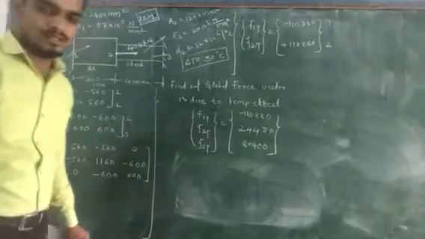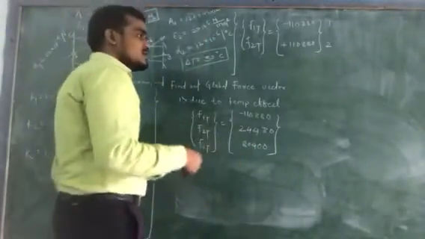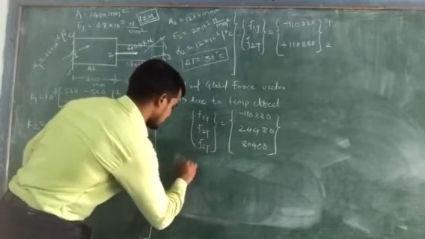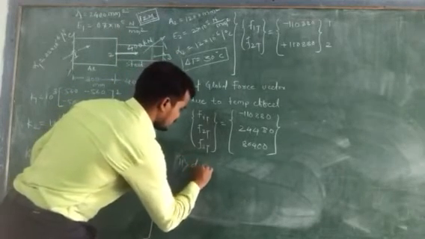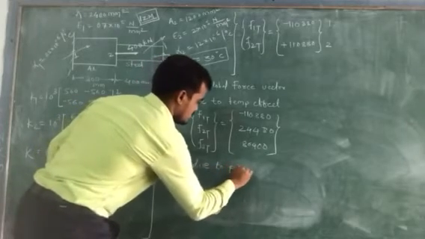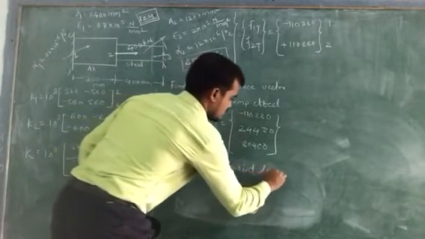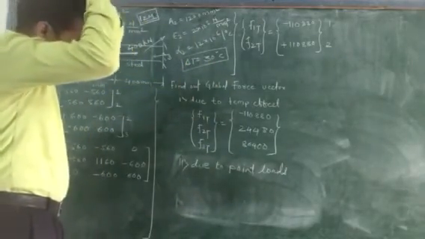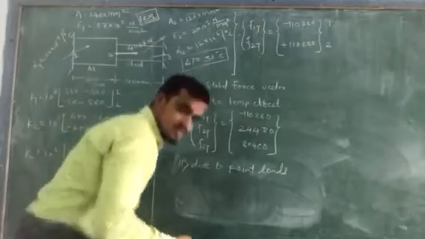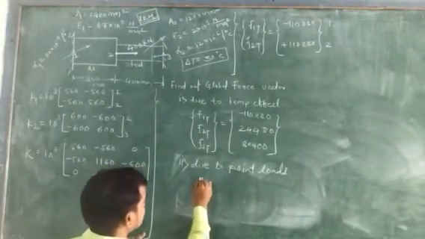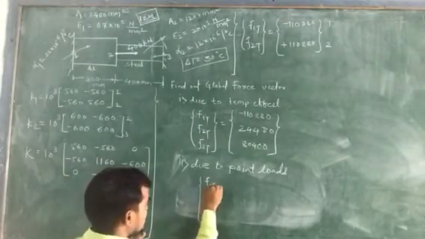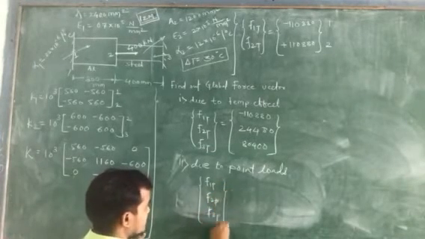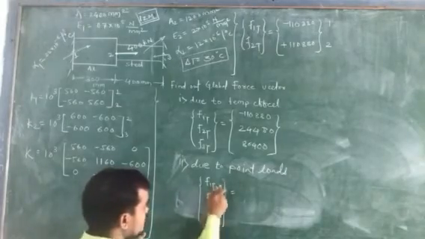Okay. Now next is what? Find out the force vector due to point loads. Second is due to point loads. Now due to point loads, find out the force vector. So due to point load, F1P, F2P and F3P. These are the values due to point load.